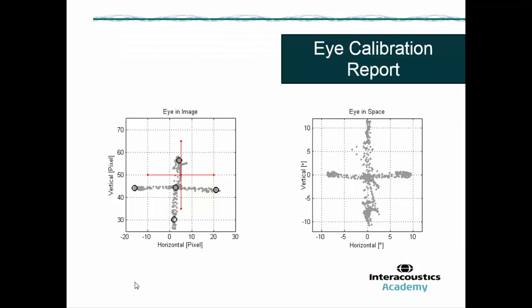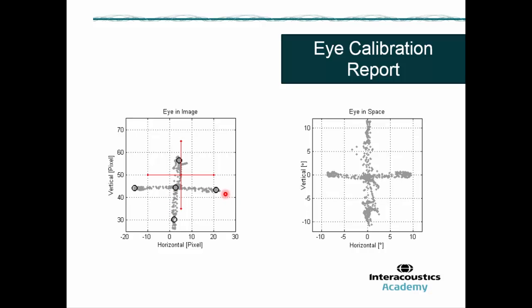This is what the calibration report looks like, and what you'll see is 2 images. The first is an eye in image and the second is an eye in space. So the first thing to look for is to ensure that there are 5 black circles. These ensure that the patient has fixated on each of the 5 dots. You want these 5 black circles, of course, to appear like a cross shape.